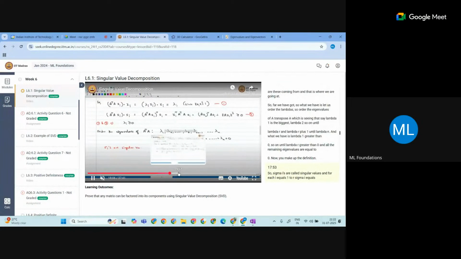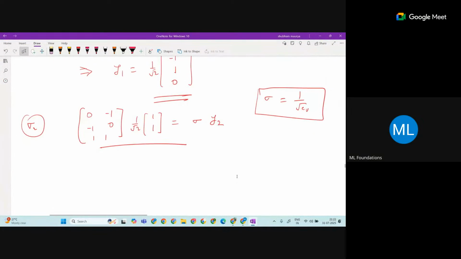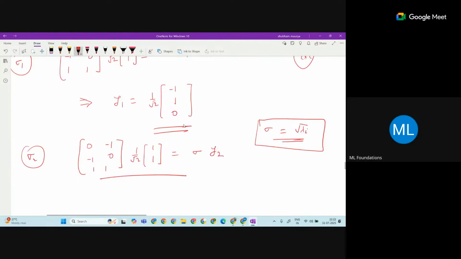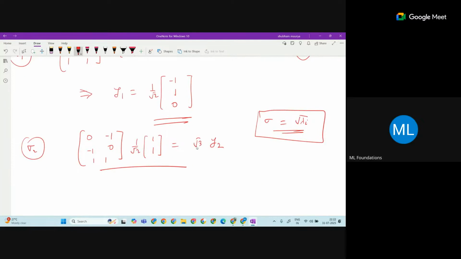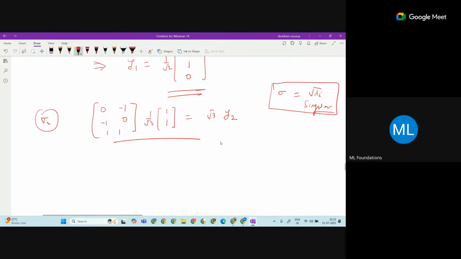It is actually clearly mentioned. So sigma is the singular values. Oh, sorry. So this is not 1 upon. Maybe I just wrongly wrote. This is just root of it. So sigma is just root of the eigenvalues. Here I just wrote 1 upon root, this is just a root of 1. So here it is just a root of 3. So these are the singular values.